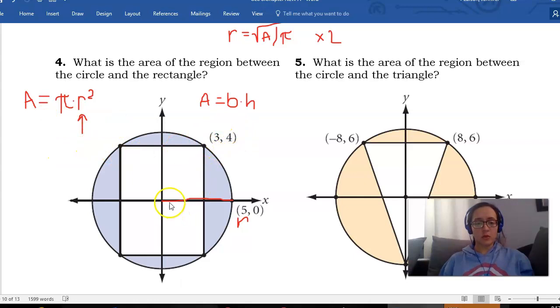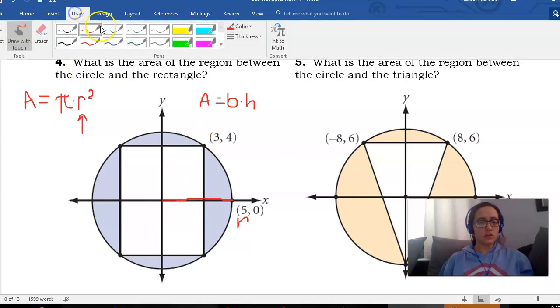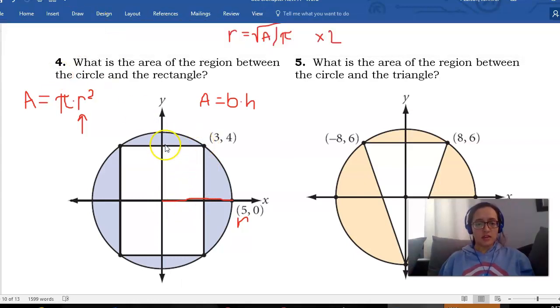Then this ordered pair of 3, 4 tells me that from the origin, it's 3 units over and 4 units up. So I think I'm going to switch. So that means that this piece right here is going to be 3 because that's from this point to this point. And then from this point to this point, that piece is going to be 4. So what we're going to say then is on this rectangle, the whole base is going to be 3 and 3. So the whole base is going to be 6.